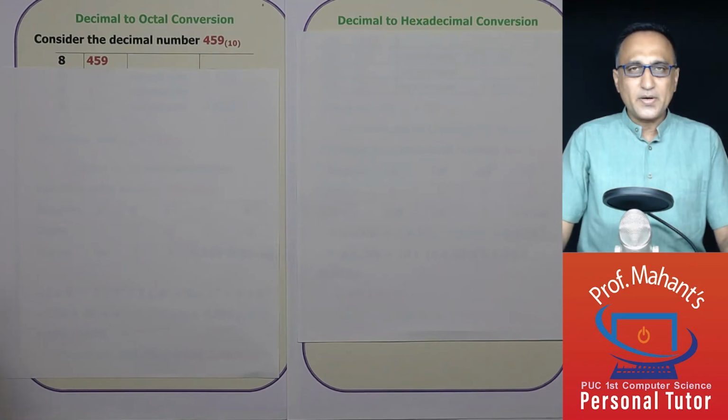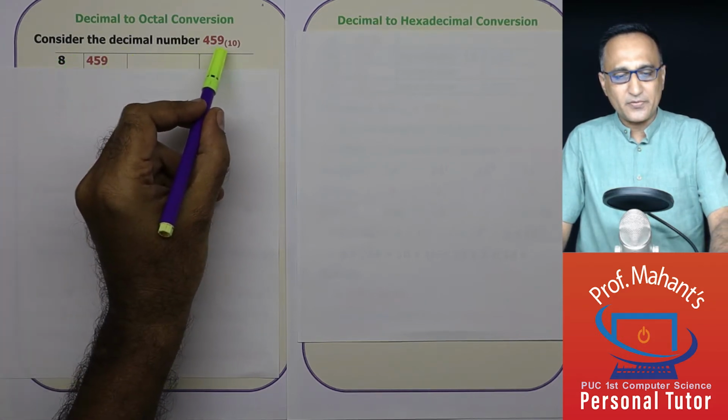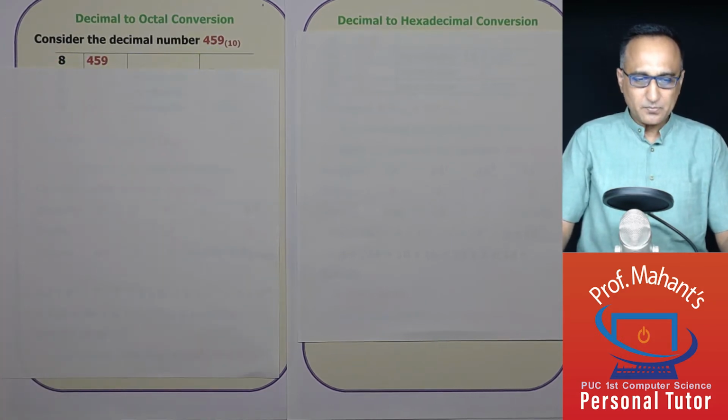Let us now take a look at conversions from decimal to the octal number system, decimal to the hexadecimal number system, and from octal and hexadecimal, how do you get back to a decimal number system? These are really simple. You just need to practice one or two examples and you're going to have complete clarity. Let's say we have a decimal number 459 to the base 10.